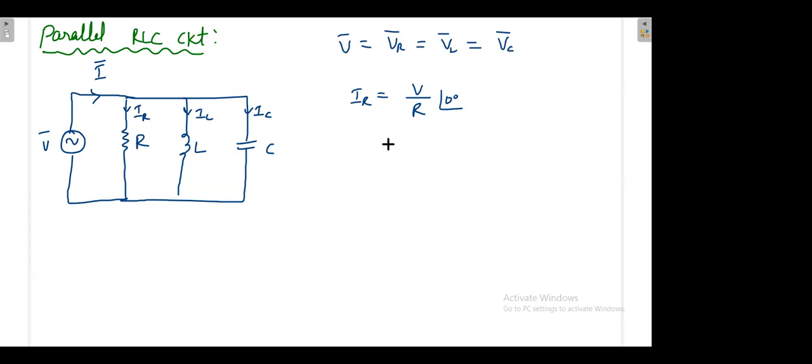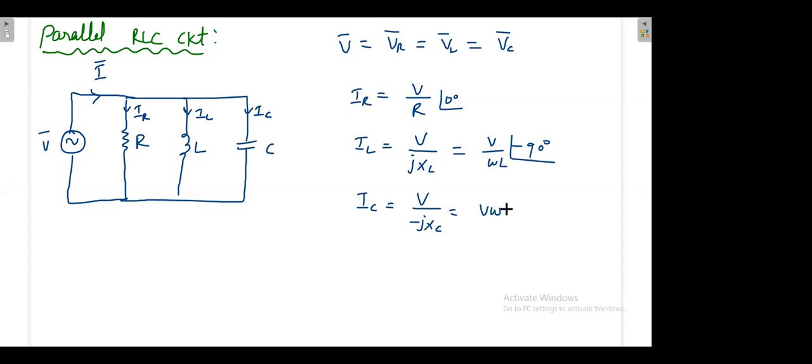Next, what is IL? IL is equal to V divided by J XL, where XL means omega L. This J I can take up, so that is minus 90 degree. And IC is equal to V divided by minus J XC, that means V omega C. This minus J I can take up, that is plus 90 degree.